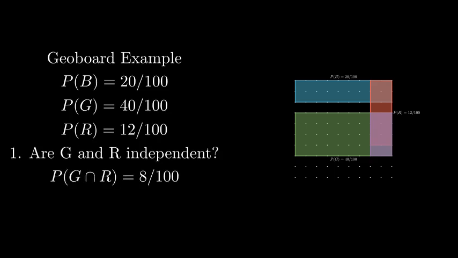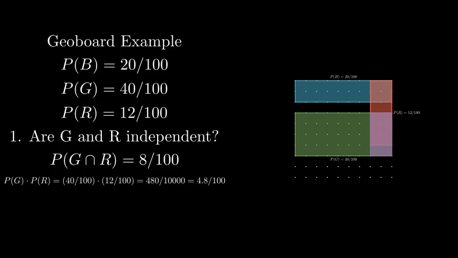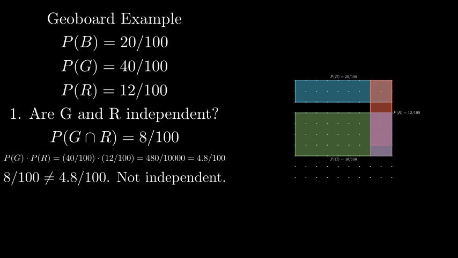So the probability of G intersect R is 8 out of 100. Now let's calculate the product of their individual probabilities. P of G times P of R is 40 over 100 times 12 over 100, which is 480 over 10,000, or 4.8 over 100. Since 8 over 100 is not equal to 4.8 over 100, events G and R are not independent.